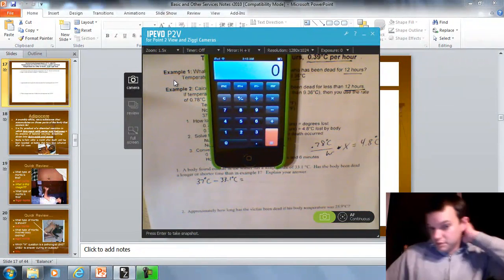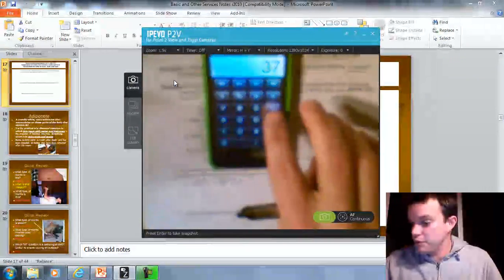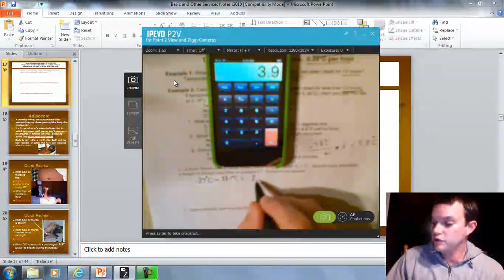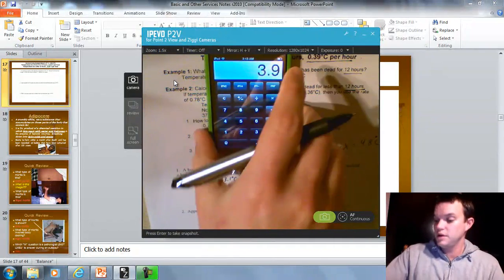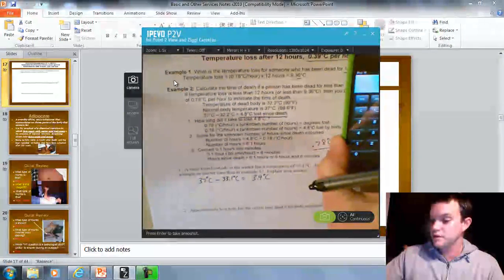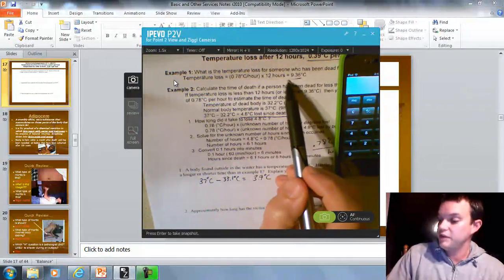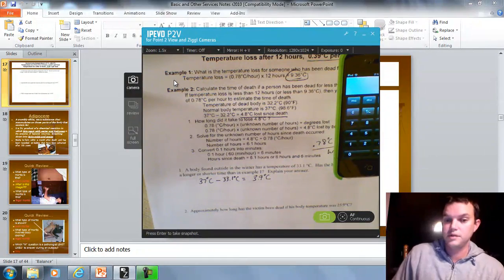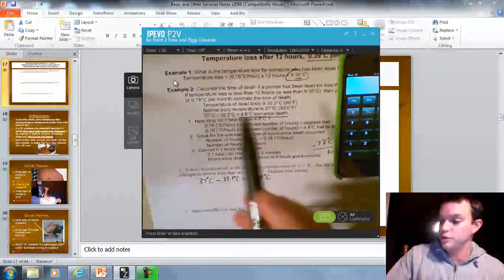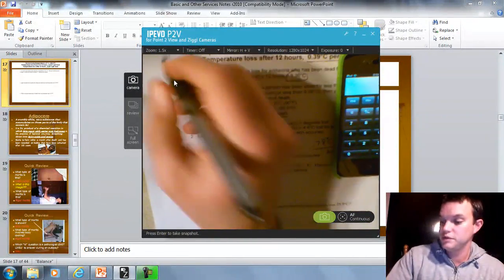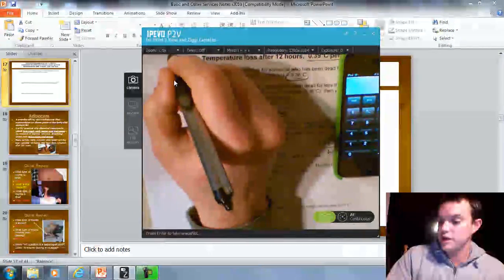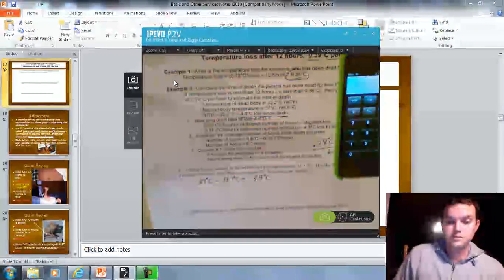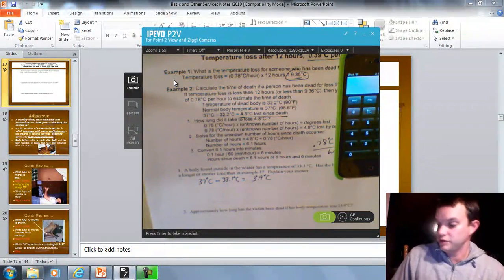So when we do our math, it took you 37 minus 33.1. Now you shouldn't need a calculator to do this, but in case you do, it's lost 3.9 degrees Celsius. Up above here, it says if it's lost less than 9.36 degrees Celsius, then we only need to use this one. So it's lost less than 9.36 degrees Celsius, use this one. Alright, so now we can just use that equation.